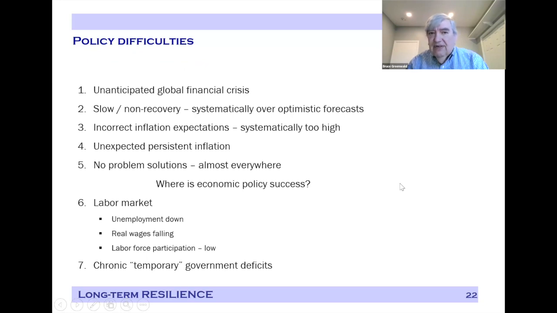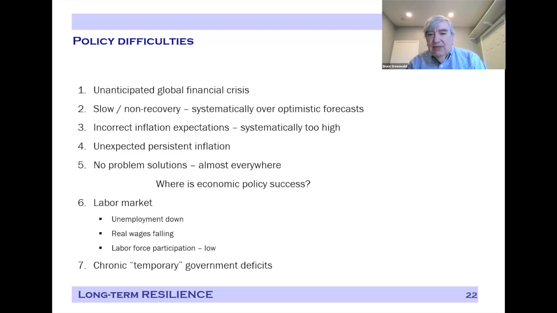In terms of policy difficulties, I don't think the global financial crisis, which I think is related to these international imbalances, was anticipated. I think the low interest rates are a way to sustain demand in the face of these international imbalances and to try to save those manufacturing jobs. You've had slow non-recoveries. You saw the growth data and systematically over-optimistic forecasts. You've had incorrect inflation expectations that were systematically too high, and then more recently, once inflation started, since people didn't take into account the monopoly power that was there, they were persistently underestimating.